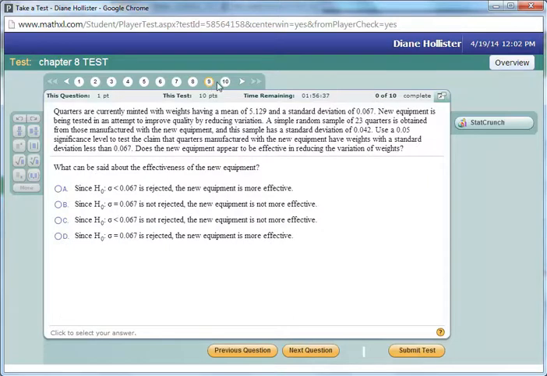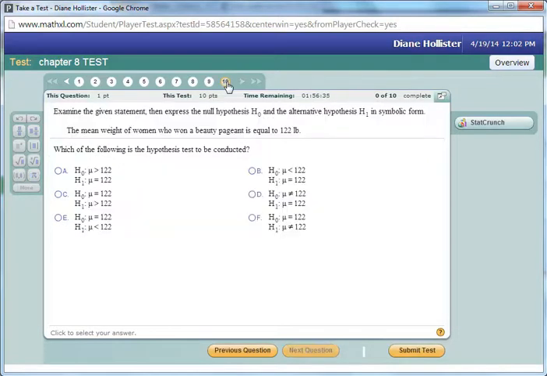This one has variation, and this one is simply asking you to set null and alternative hypotheses. It's actually a fairly straightforward type of question. So hopefully you find that helpful.